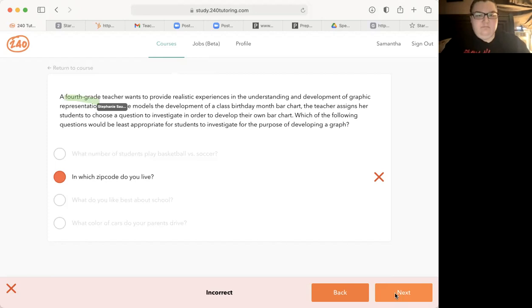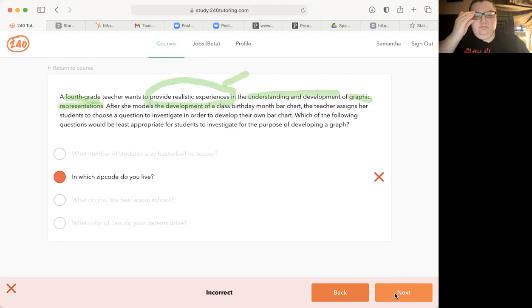teacher. She wants to provide realistic experiences in the understanding and development of graphic representation. Okay. She wants to provide realistic experiences. That's like a goal of hers, right? That, to me, that's like a goal. In the understanding and development of graphic representations.